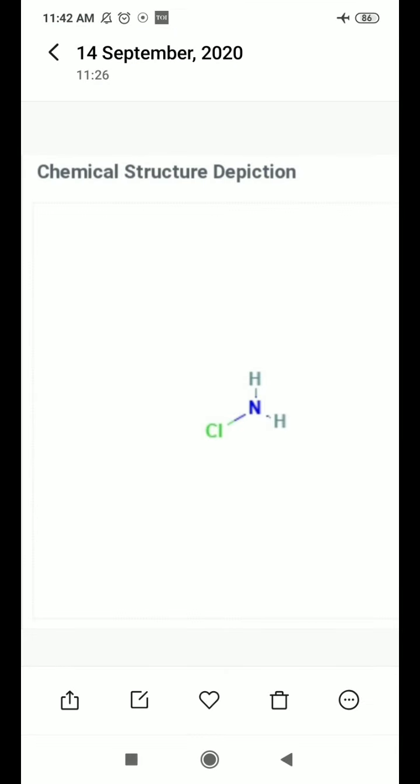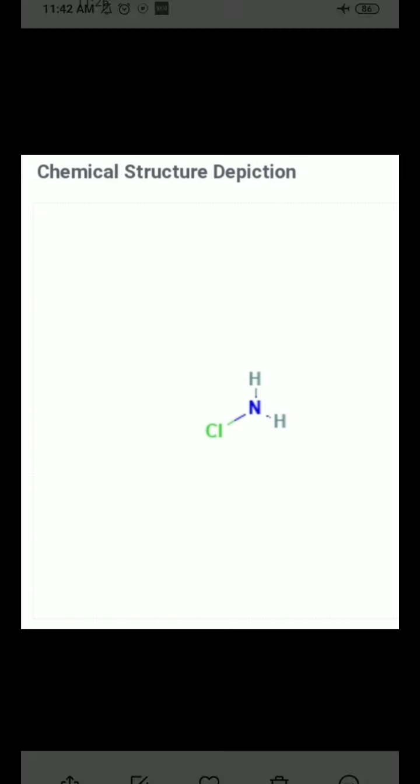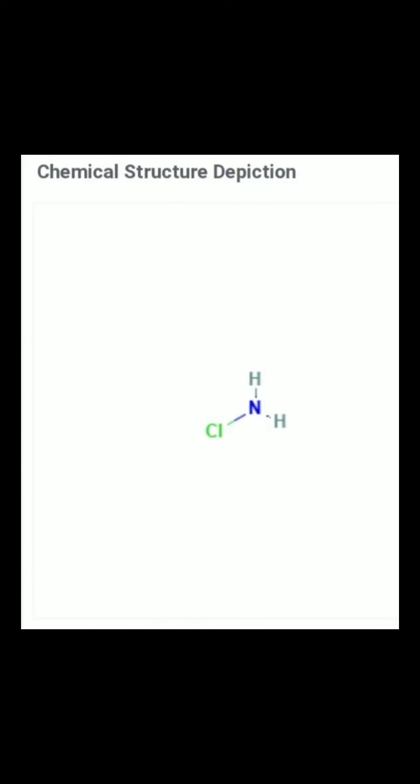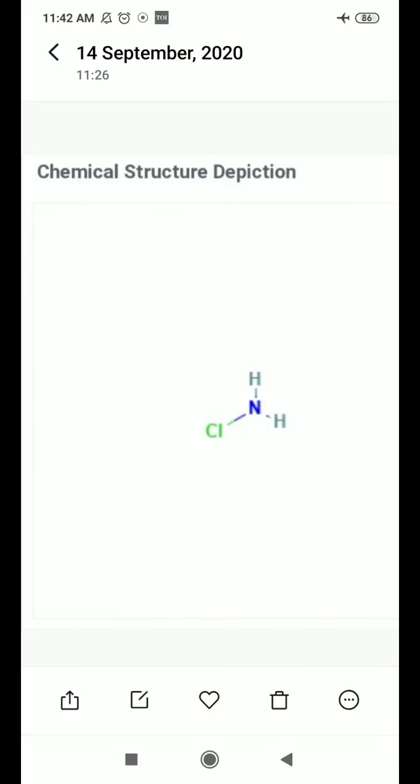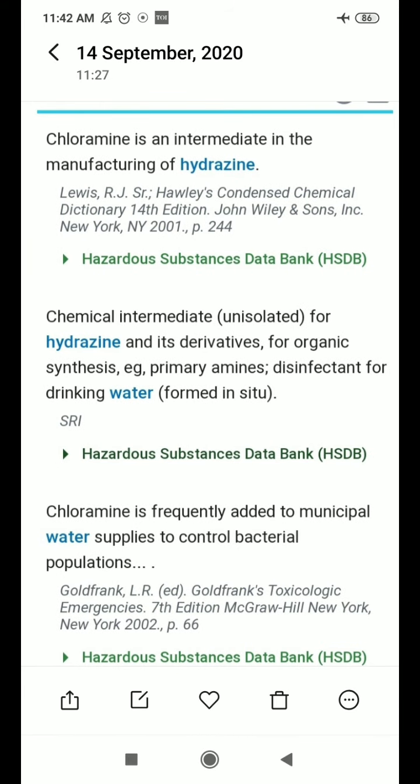These are the derivatives of chloramine. Okay, but you just keep in mind NH2Cl. Be careful, listen carefully. NH2Cl is nothing but your chloramine. Okay, this is the common name, chloramine. This is the structure of NH2Cl. Now we can look at its uses.